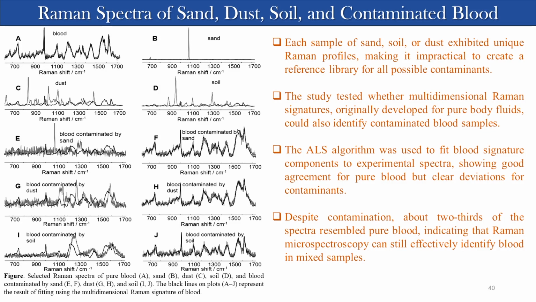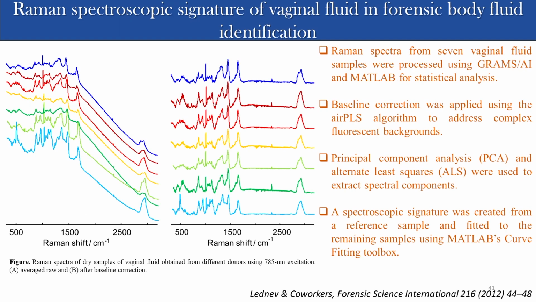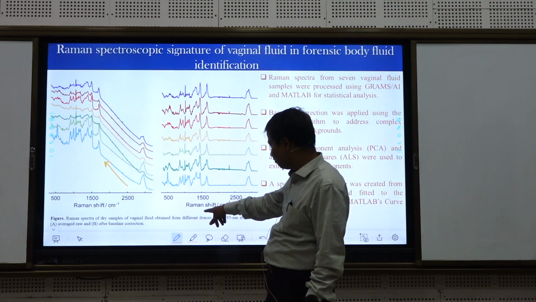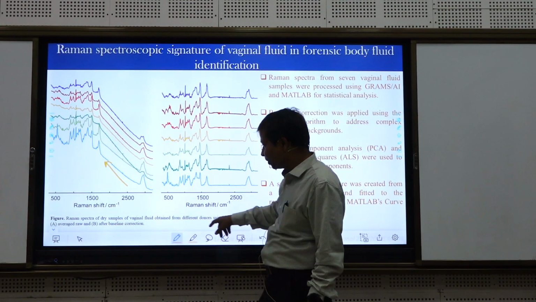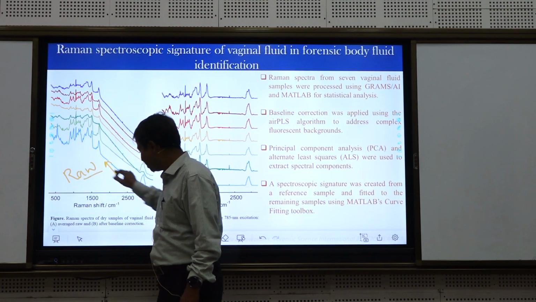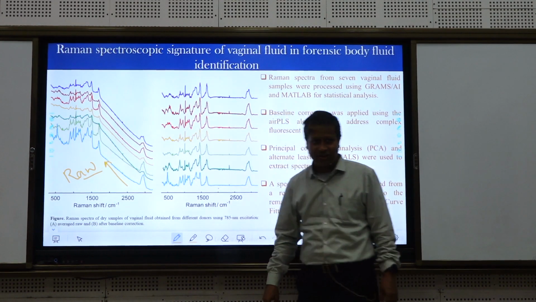Here also, just to show that they are doing so many repeats, even though this report is from a very famous lab, still they are repeating the experiment. This one I wanted to show you. This is with the background, and this is the Raman spectrum of a dye sample in vaginal fluid from different donors. This is the raw data, and this is after baseline correction.